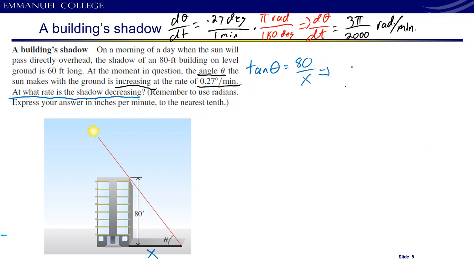And to make it something that I want to work with more, because I know I'm going to have to take a derivative, anytime you can avoid having to do a quotient rule, just do it. Or avoid doing a chain rule, make life easier on yourself. You don't have to do all the work if you can just plot it out a little bit carefully from the beginning. So tangent of theta equals 80 times x to the negative 1. Cool.